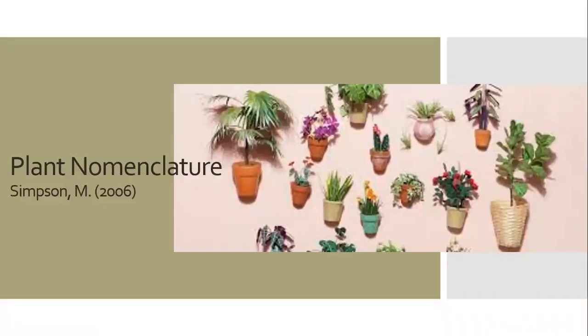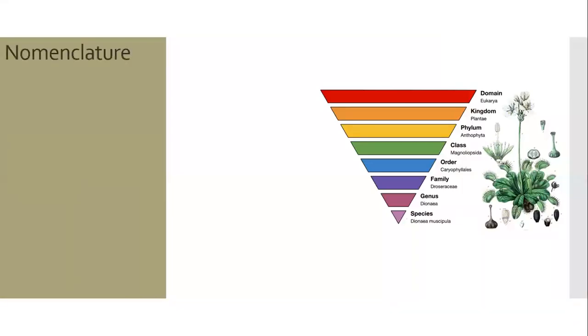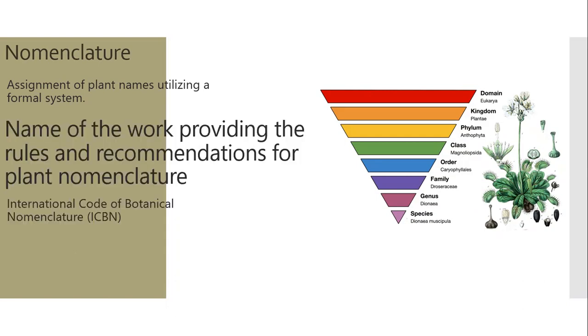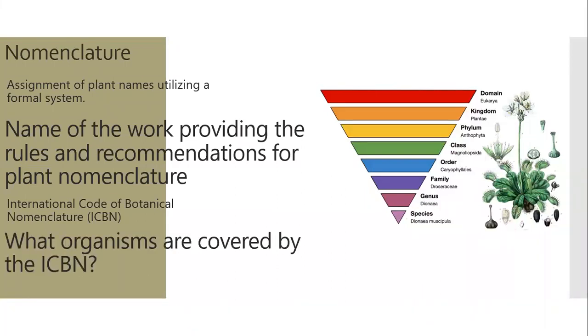Today I'll be sharing with you Plant Nomenclature by Michael Simpson, 2006. Nomenclature is the assignment of names utilizing a formal system. The criteria for formal naming of plants, algae, and fungi are based on the rules and recommendations of the ICBN, or the International Code of Botanical Nomenclature. They are responsible for naming land plants, algae, and fungi.